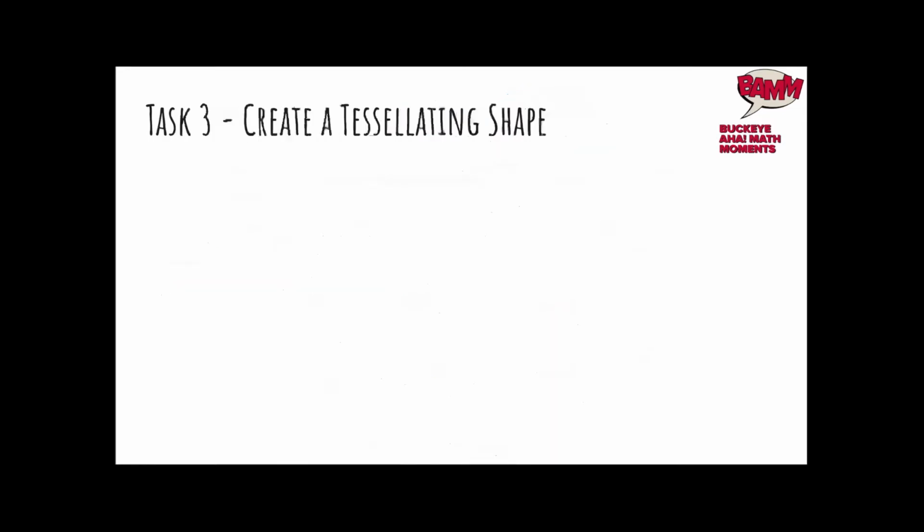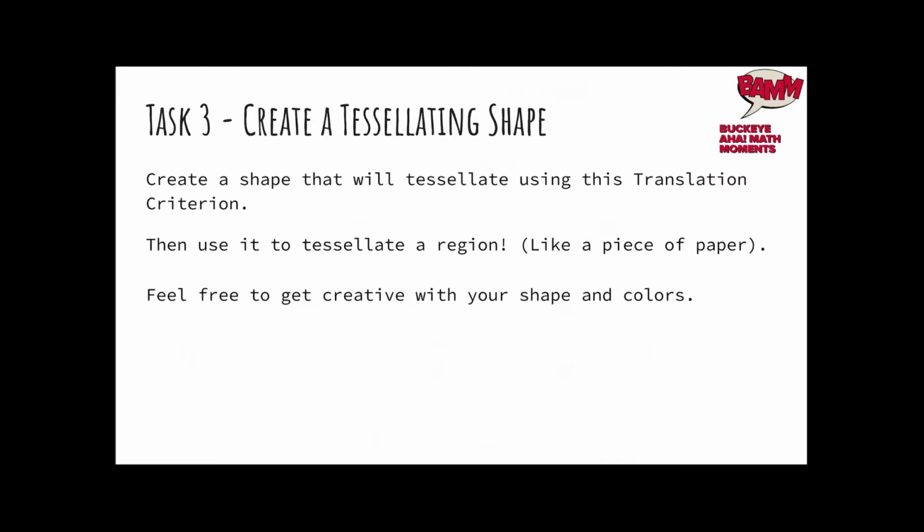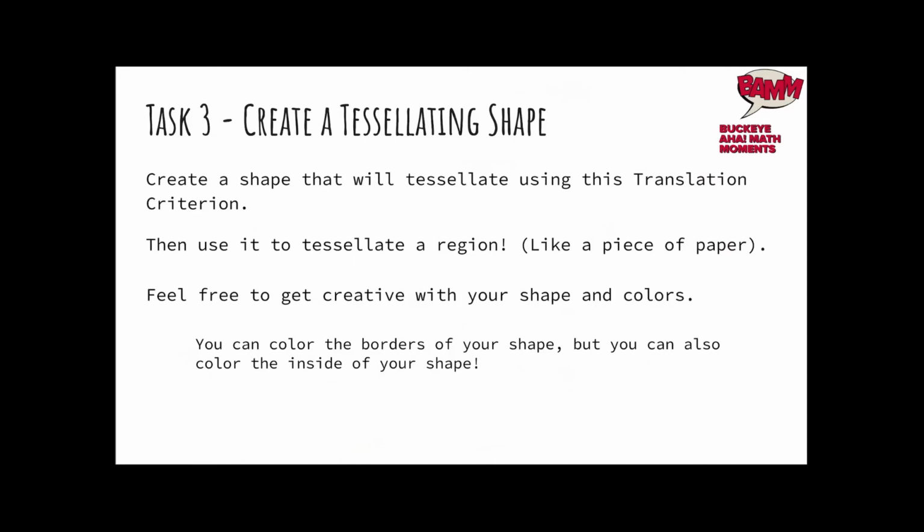Your task now is to create a tessellating shape using this translation criterion, and then tessellate a region like a whole piece of paper. You can feel free to get creative with your shape and with your colors. We colored the borders in order for you to be able to see those translated pairs, but you don't have to do that. You can use whatever colors you want around the edges or even color the inside of your shape.